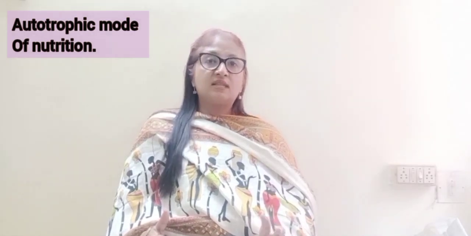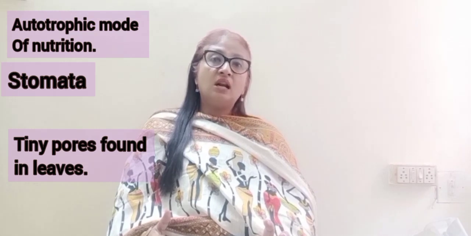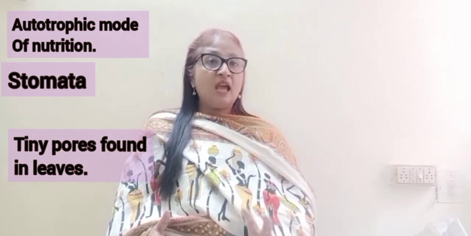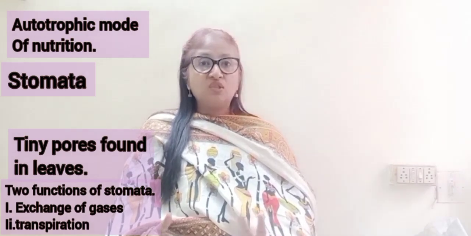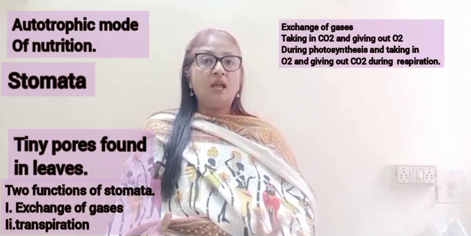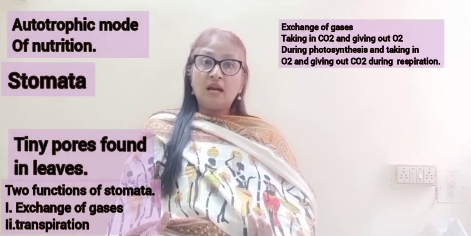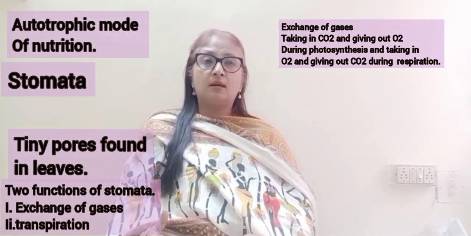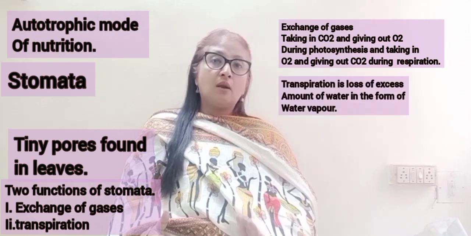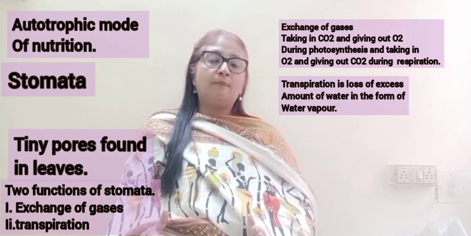Now, let us discuss stomata. Stomata are tiny pores found on leaf surfaces. They have two functions: exchange of gases and transpiration. By exchange of gases, I mean taking in enough carbon dioxide and giving out oxygen during photosynthesis, and during respiration, taking in enough oxygen and giving out carbon dioxide. Transpiration is the loss of excess water in the form of water vapor.